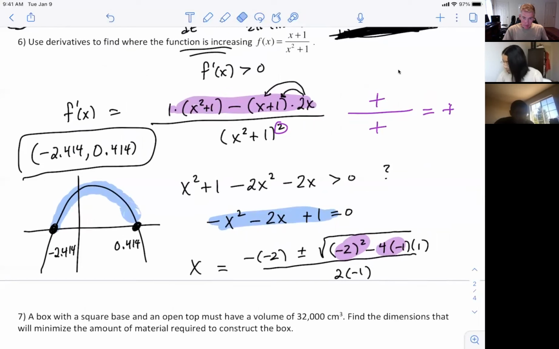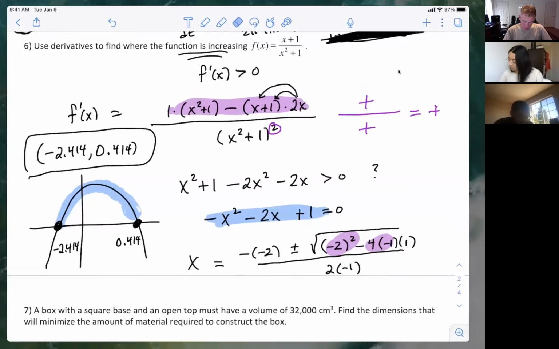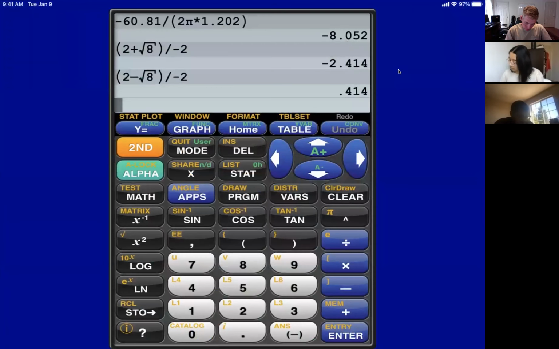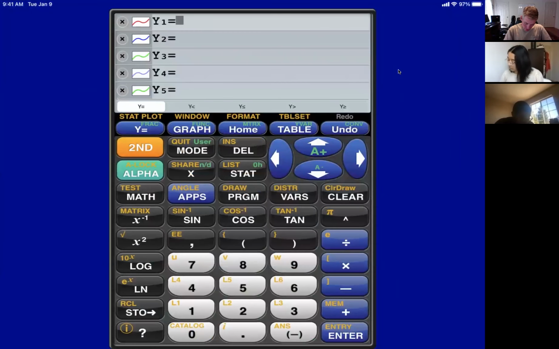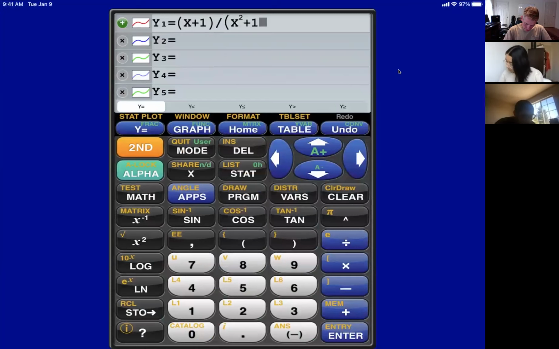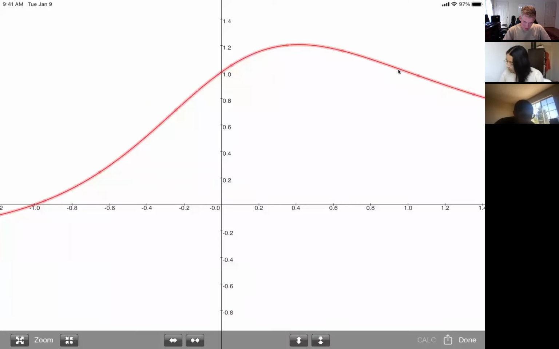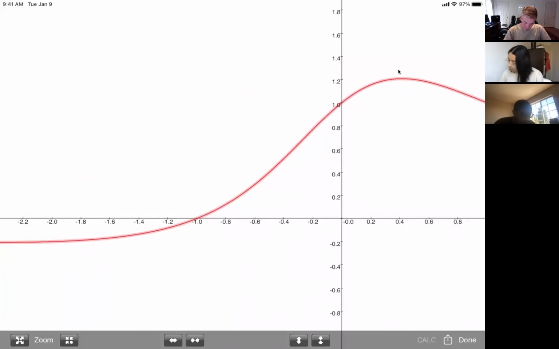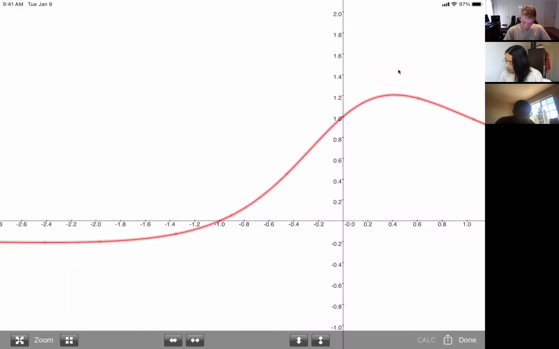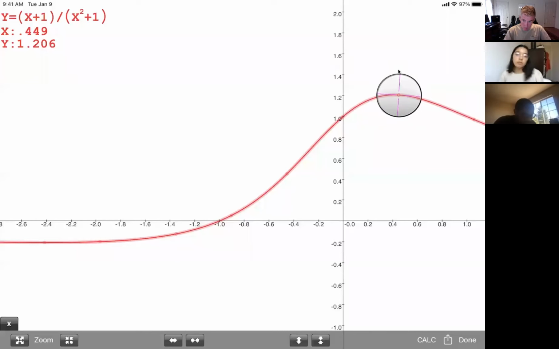Okay, so I'm going to graph it and see if it looks right. So the original function had x plus 1 over x squared plus 1. I could do that one on this calculator. On the top, it's x plus 1. On the bottom, it's x squared plus 1. So when it gets to the top right there, that's the positive 0.414. So that looks right.